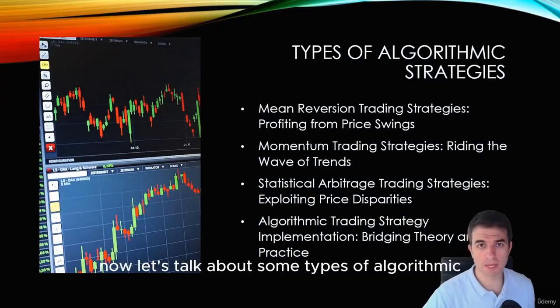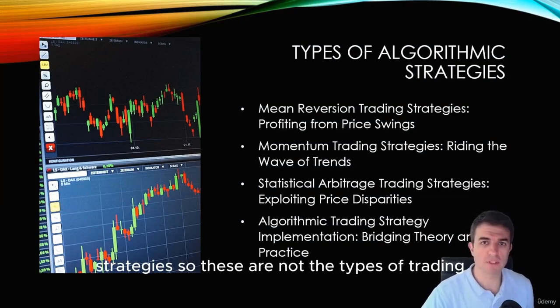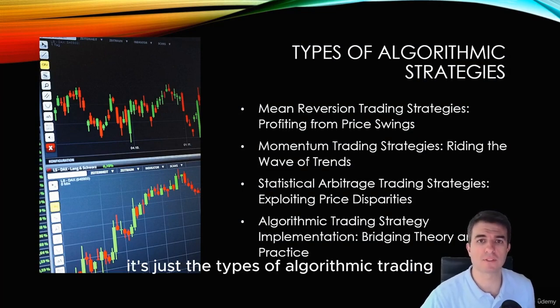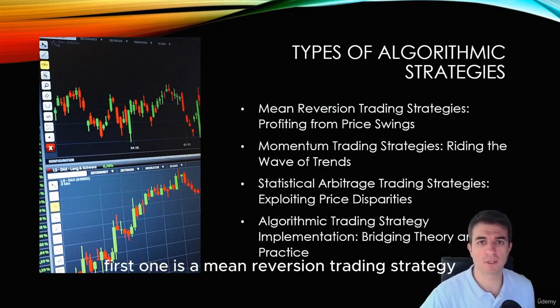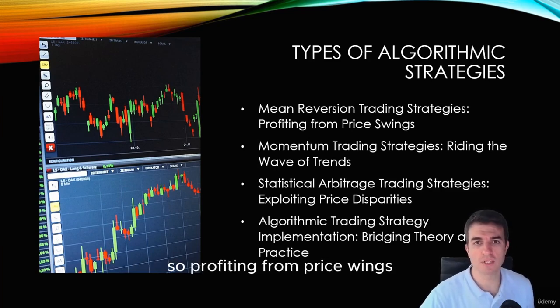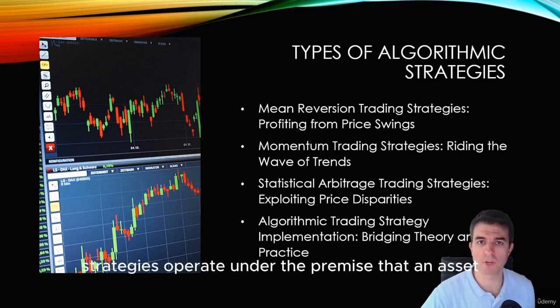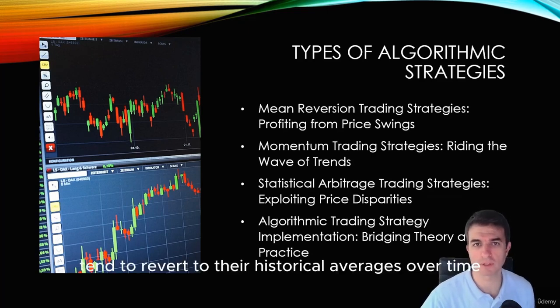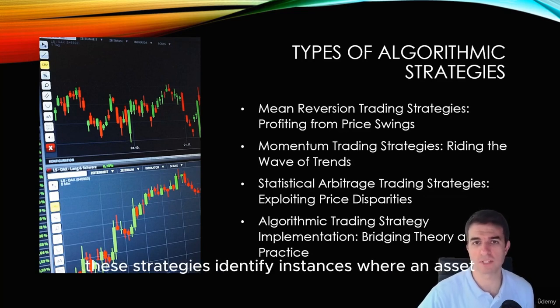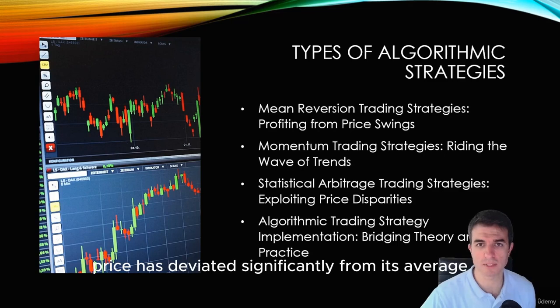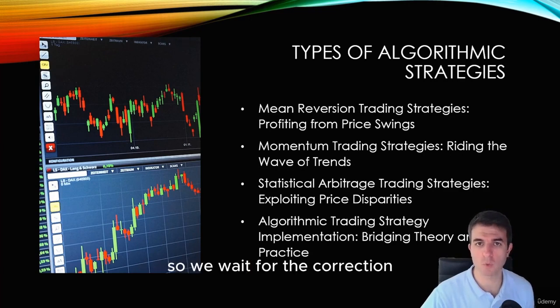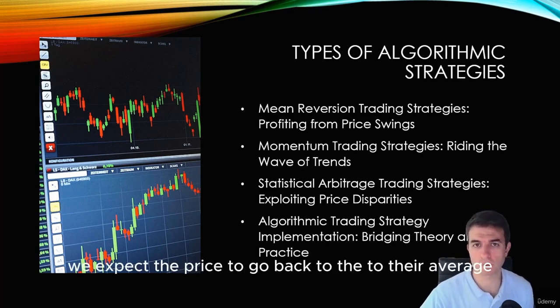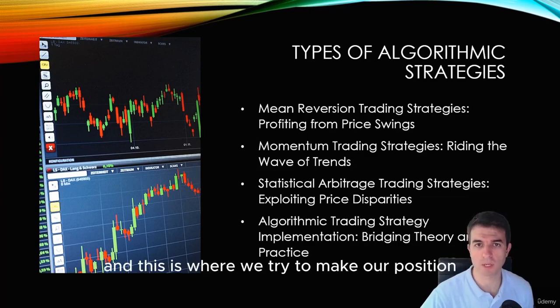Now let's talk about some types of algorithmic strategies. So these are not the types of trading, it's just the types of algorithmic trading. First one is a mean reversion trading strategy, so profiting from price swings. Mean reversion strategies operate under the premise that asset prices tend to revert to their historical averages over time. These strategies identify instances where an asset price has deviated significantly from its average, anticipating a subsequent correction. So we wait for the correction, we expect the price to go back to its average, and this is where we try to make our position.